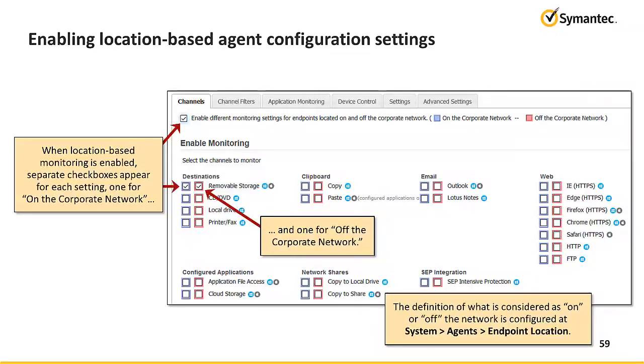This feature is available for the settings on the Channels, Channel Filters, and Device Control tabs on the Agent Configuration page. Note that location-based agent configuration settings only work with version 15 and later endpoint agents. Versions 14.6 and older agents only apply the corporate network configuration settings. Additionally, Mac agents only support this feature when the endpoint location is set to automatic. If the endpoint location is set to manual, all Mac agents are identified as off the corporate network.